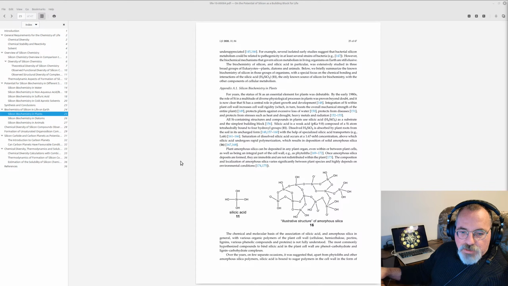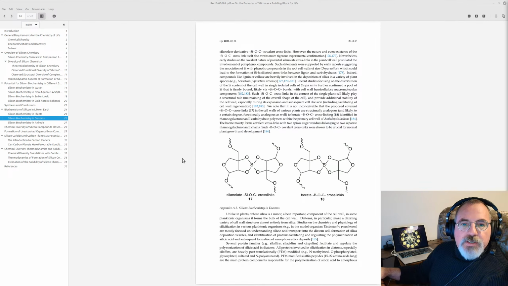Over the years, on few separate occasions, it was suggested that apart from phytoliths and other amorphous silica polymers, silicic acid is bound to sugar polymers in the cell wall in the form of silanolate derivative, silicon-oxygen-carbon covalent crosslinks. However, the nature and even existence of the silicon-oxygen-carbon crosslink itself also awaits more rigorous experimental confirmation.